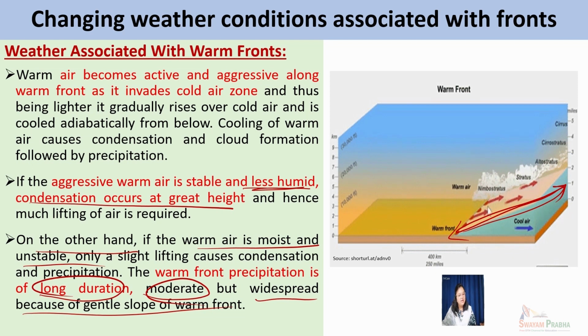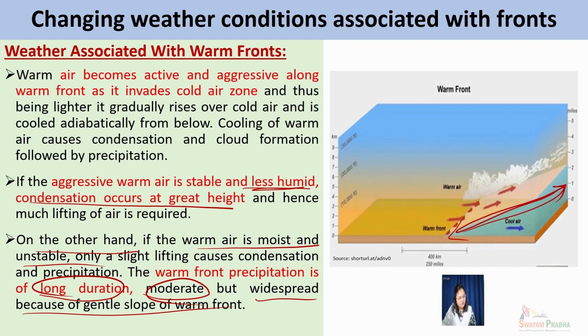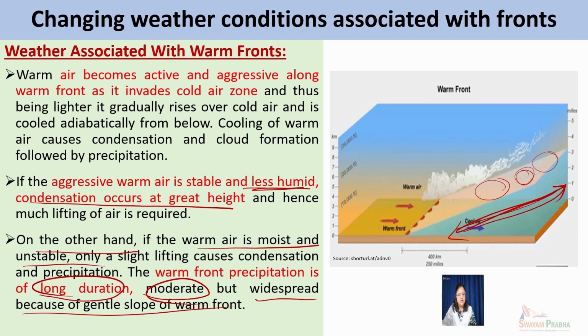This is very clearly evident in this particular animation. Also, you can see how the warm air is gently rising along this gentle frontal surface, and in the process various types of clouds are formed in the region, nimbostratus, stratus, altostratus, leading to light precipitation in these zones for longer durations.